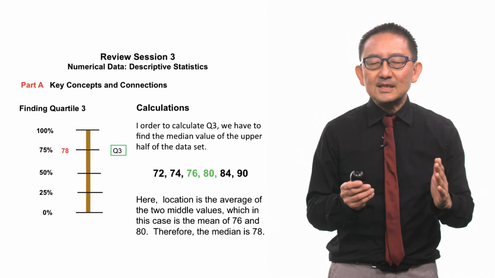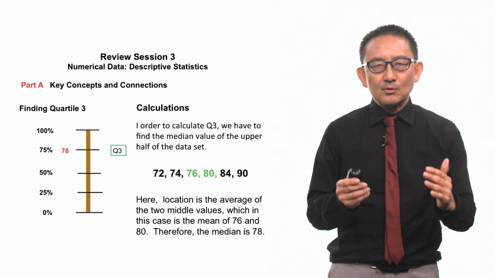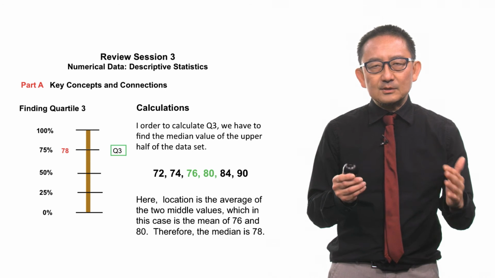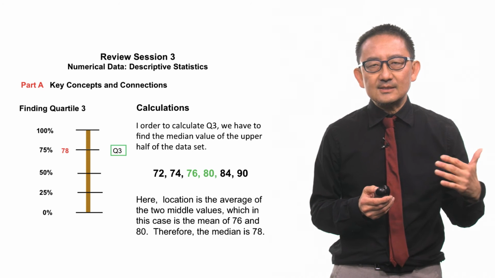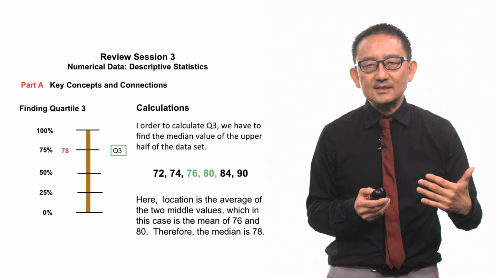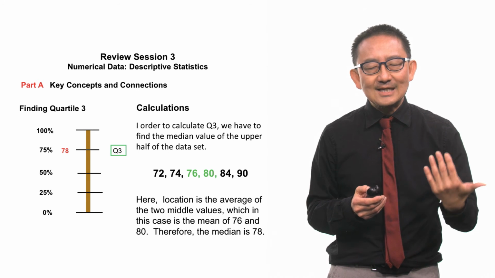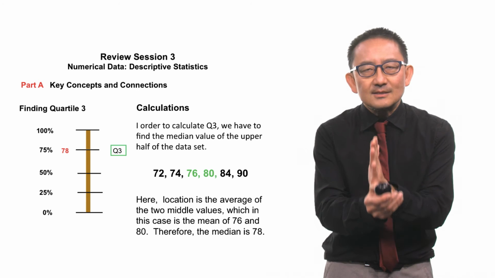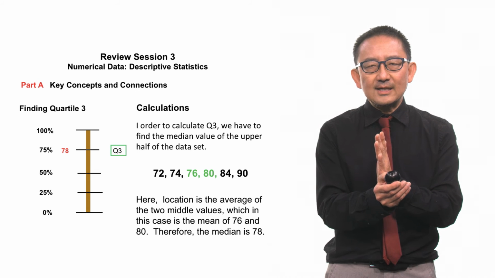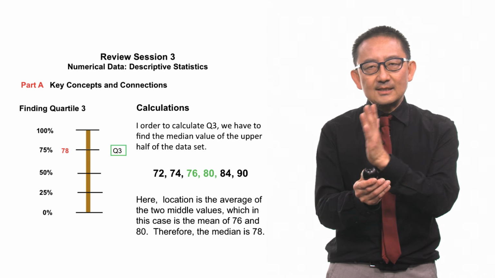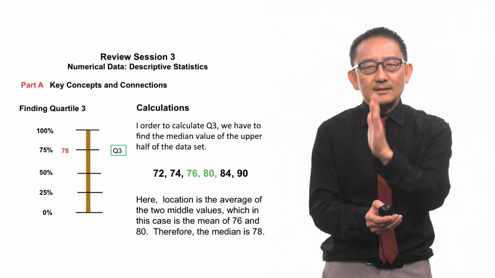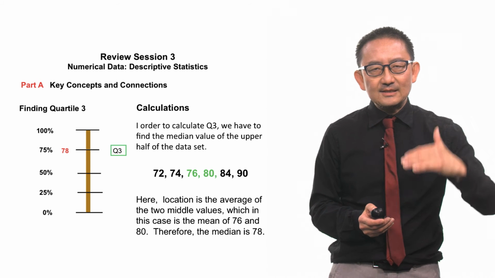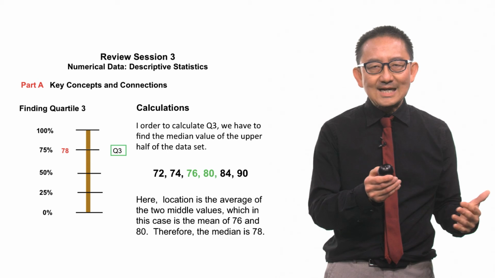We do the same exact thing with the upper quartile. To find the quartile 3, we take the upper 6 digits, in this case 72, 74, 76, 80, 84, and 90, and we find its median. In this case, we have 76 and 80 are our two center values, so our median of that group is 78. Thus, we now have quartile 3.